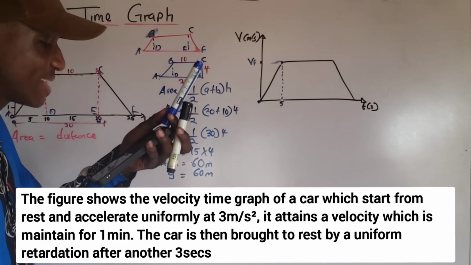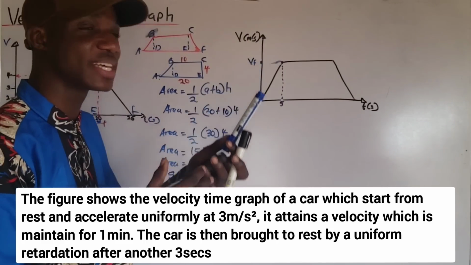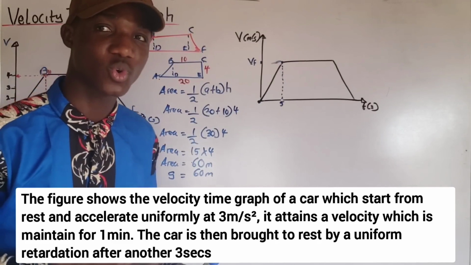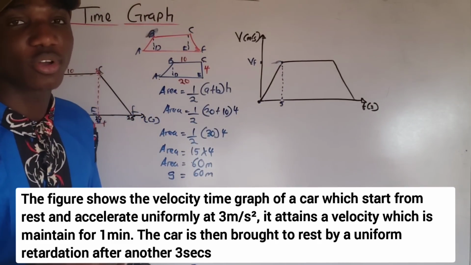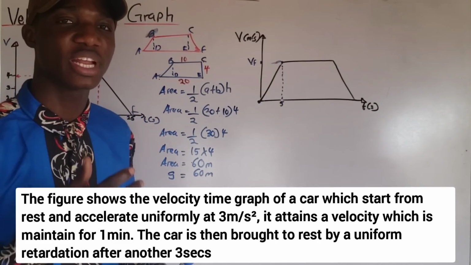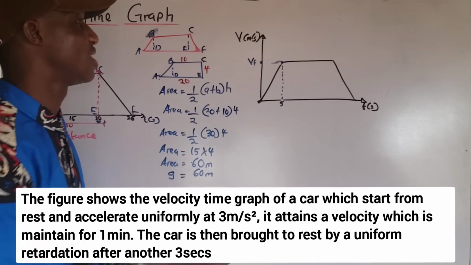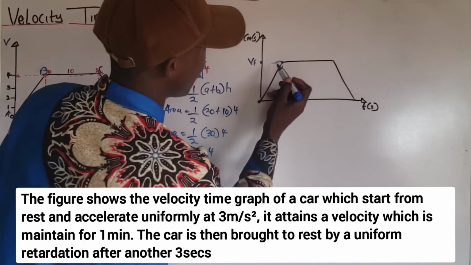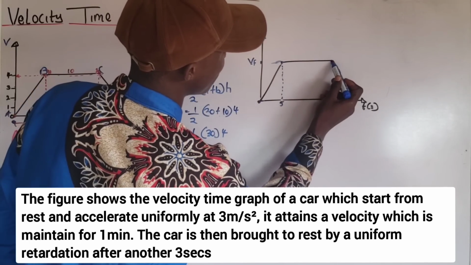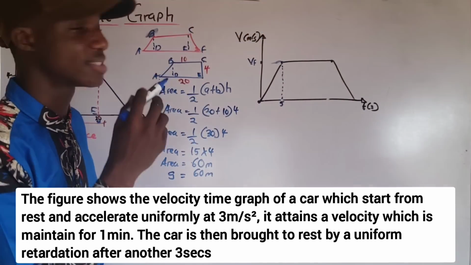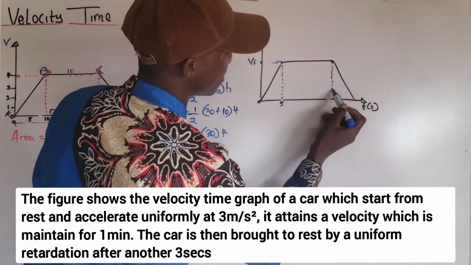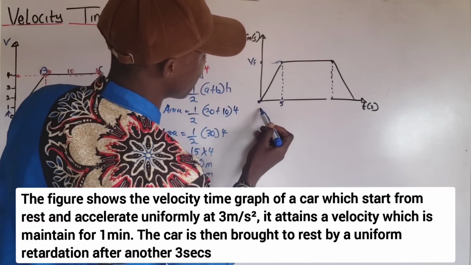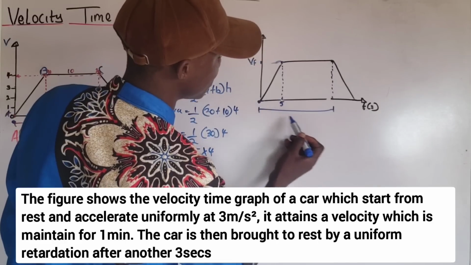Now, the question says it attains a velocity which is maintained for 1 minute. Our time is represented in seconds, so we are going to use seconds. Change 1 minute to seconds. 1 minute is equivalent to 60 seconds. So, it maintains that velocity for another 60 seconds. So from this point to this point, the time is 60 seconds. That means from the start to this point, the time will be 65.